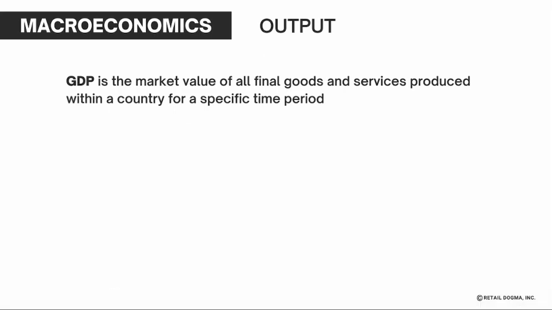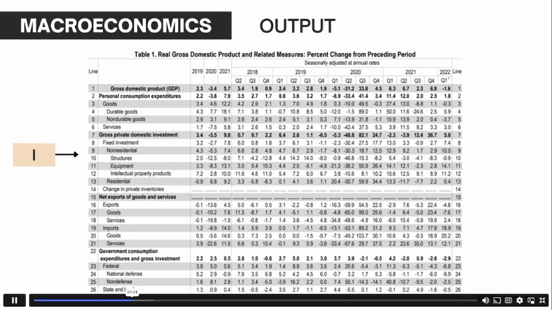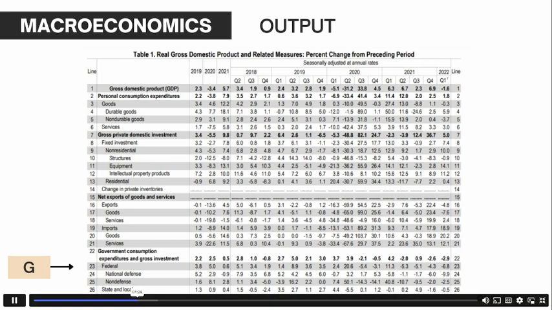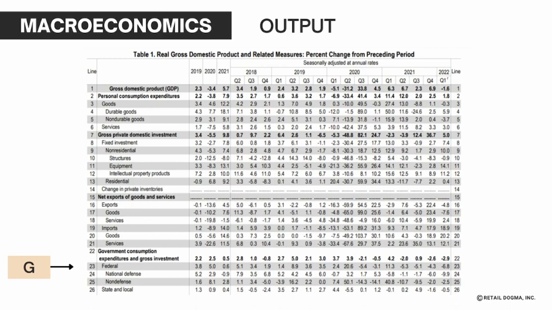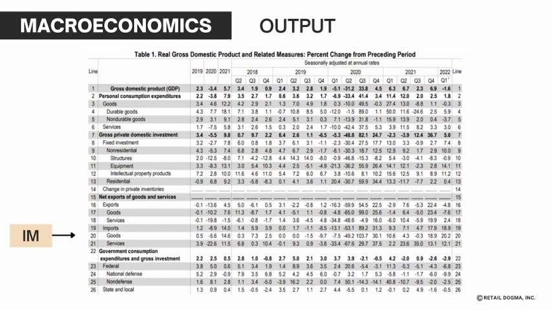Expenditures on goods and services are divided into 5 categories, and they are then used to calculate the final GDP. These categories are consumption by household, and this is C, investment in productive assets, and this is I, government spending on goods and services, and this is G, exports, and this is EX, and imports, and this is IM.